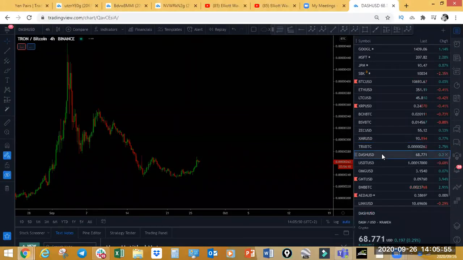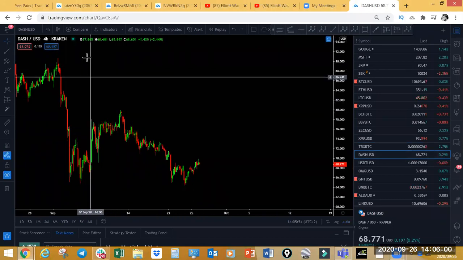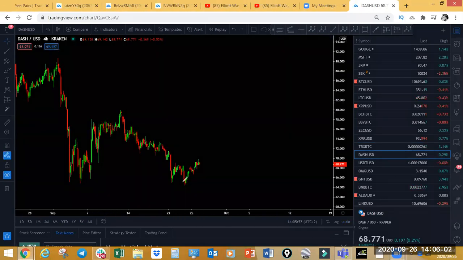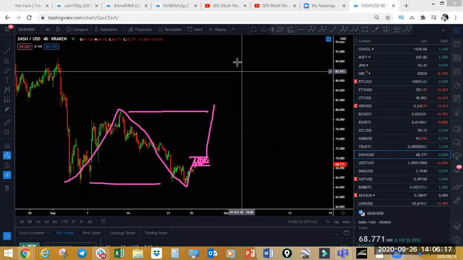Dash. This is Dash, excuse me, versus the US dollar. We've made this structure here. We may be making a continuation pattern to the upside here to make this flat correction. So watch out for this structure here for upside to make this flat correction here.